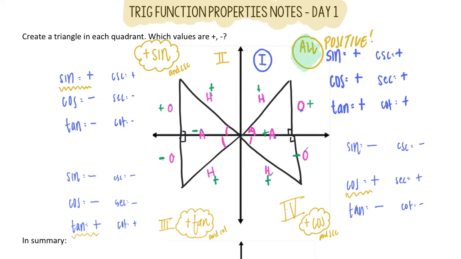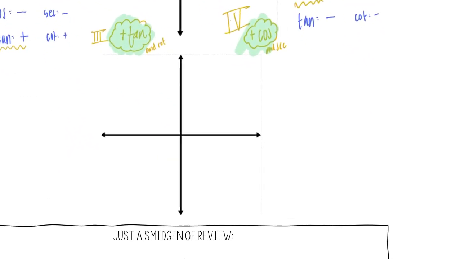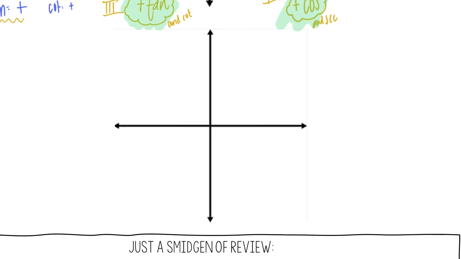First quadrant, all are positive. Second quadrant, sine is positive. Third quadrant, tangent is positive. And in the fourth quadrant, cosine is positive. We're going to take that and put that information on the graph below. In the first quadrant, actually, let's label our quadrants real quick. 1, 2, 3, 4.